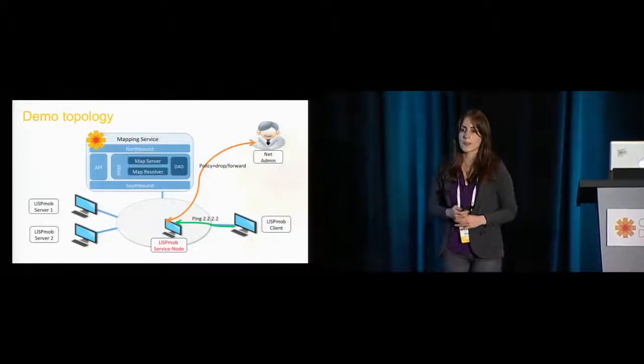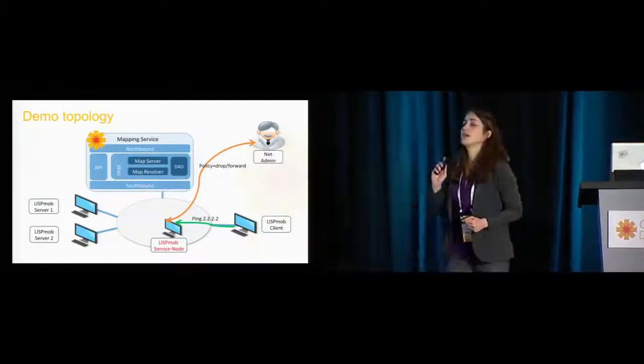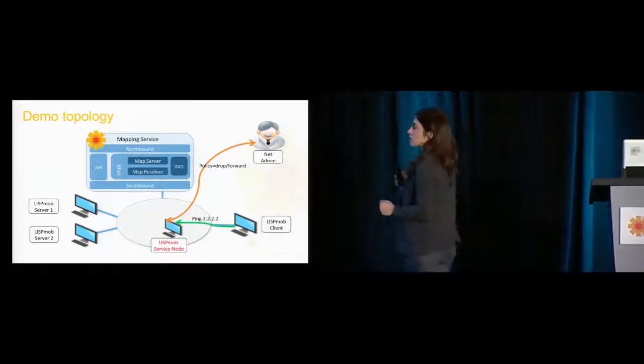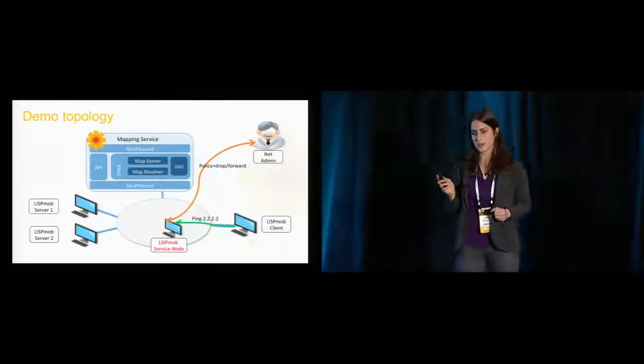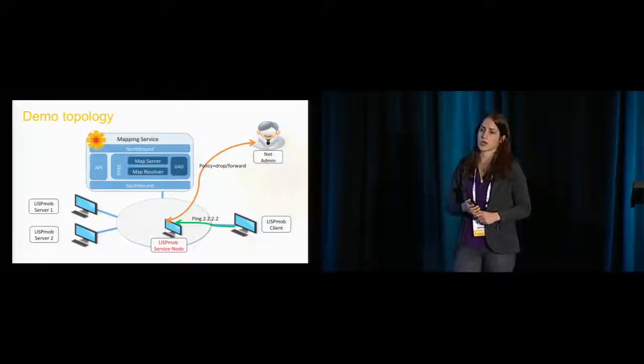When you have a successful ping, is the return path going to go back through the service node, or is the return path independent of the controller? Okay, so the return path is independent, but you can set the policy for the return path as well to go through the service node. Here I'm not doing that, so the return path is going directly, not through the service node.